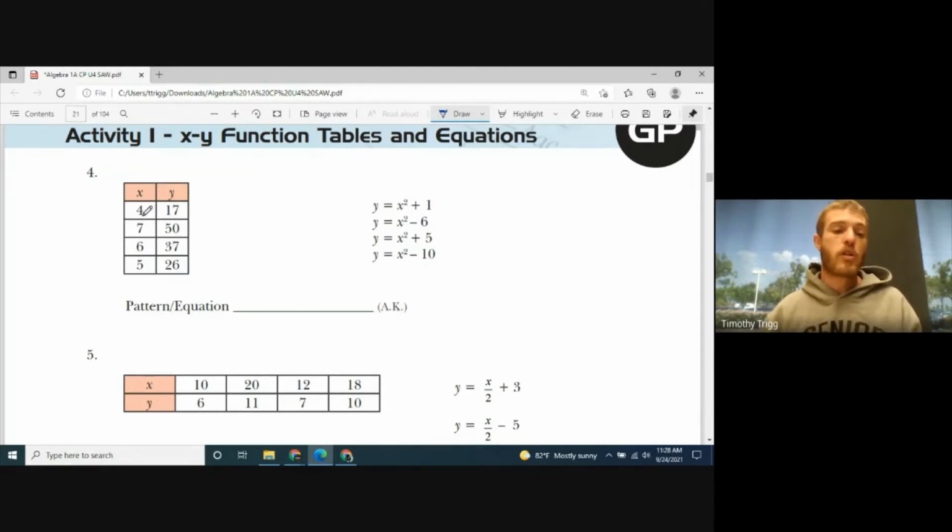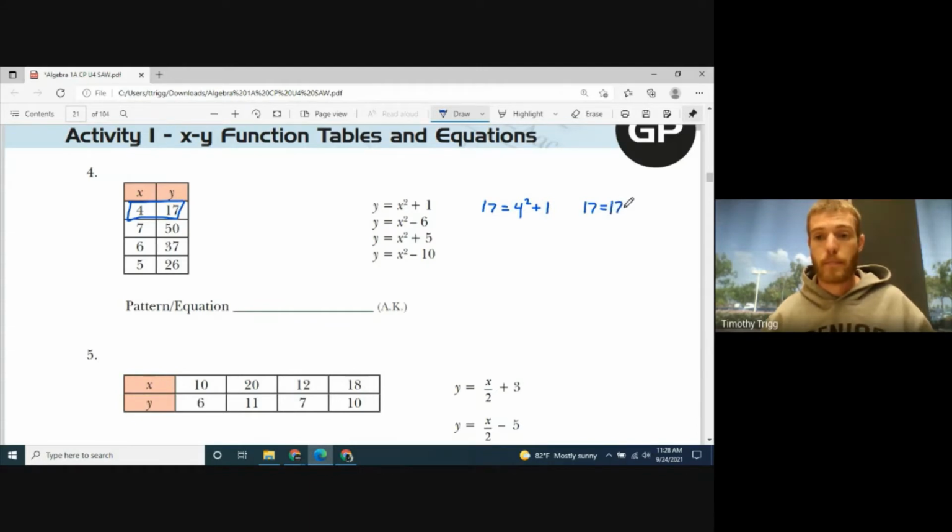Okay, so let's go ahead and try that first point, 4, 17. So, and let's try this first equation. Replacing the y with 17 equals, and replacing the x with the x coordinate. So this says x squared, so we're going to have 4 squared, and then plus 1, because the equation has a plus 1. So that'll be 17. Does this equal this? So 4 squared, remember that means 4 times 4. So 4 times 4 is 16. 16 plus 1 is 17. So yes, that does work.